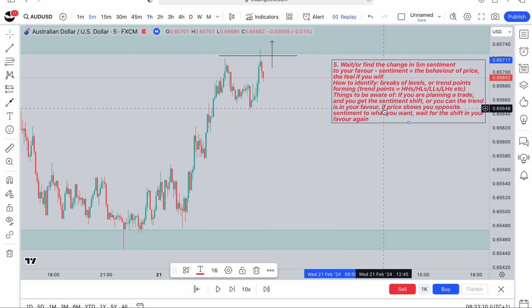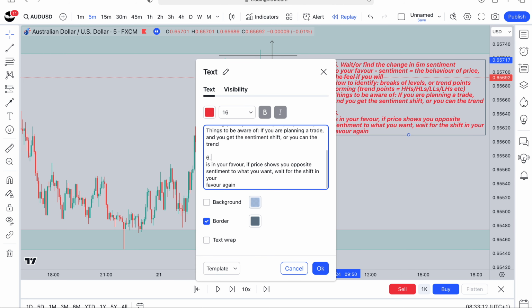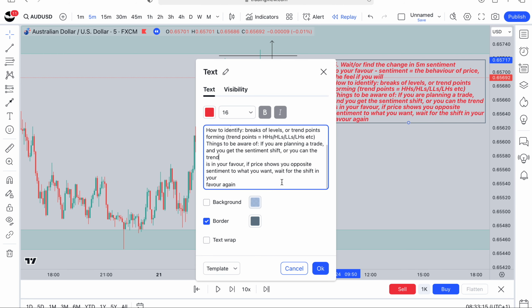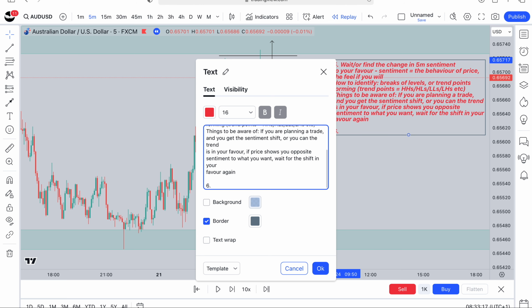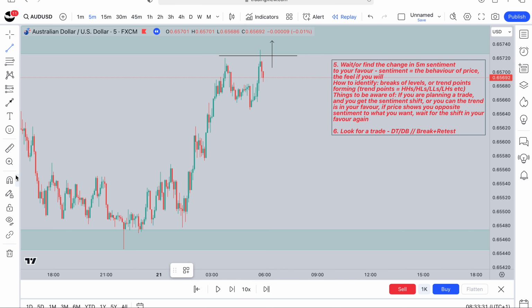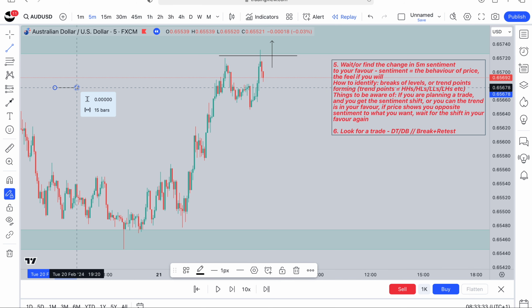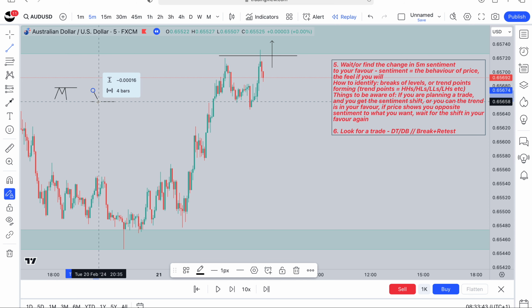Okay, so now what are we going to basically be doing? We are going to look for a trade. How are we going to look for a trade? We're going to look for a double top or a double bottom, or a break and retest on the 5 minute. Okay, so what is a double top or double bottom? For those of you that don't know, the double top pattern is this absolutely gorgeous thing where it does this. Okay, that's a double top. A double bottom is this.